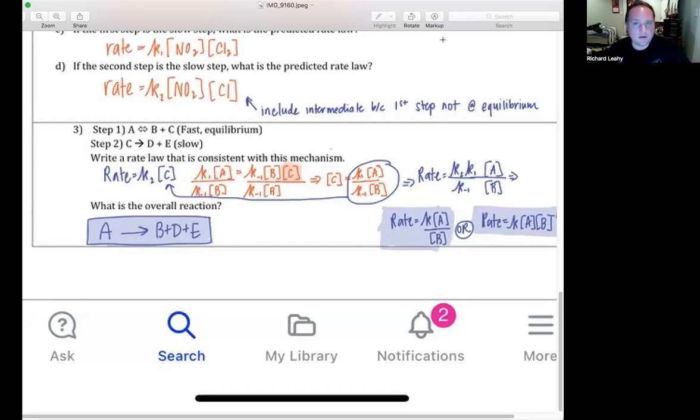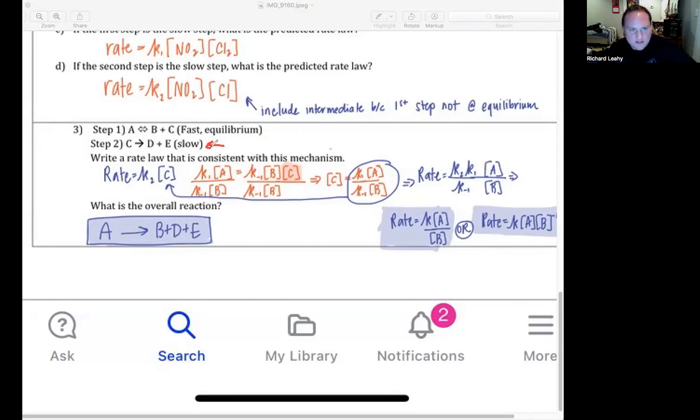I'll just fill in the reasoning behind what they did. So you're going to hear some things repeated here. The first step, fast equilibrium. That's not the rate determining step, but it is somewhat important because it's going back and forth. Equilibrium steps help you to make the equation.